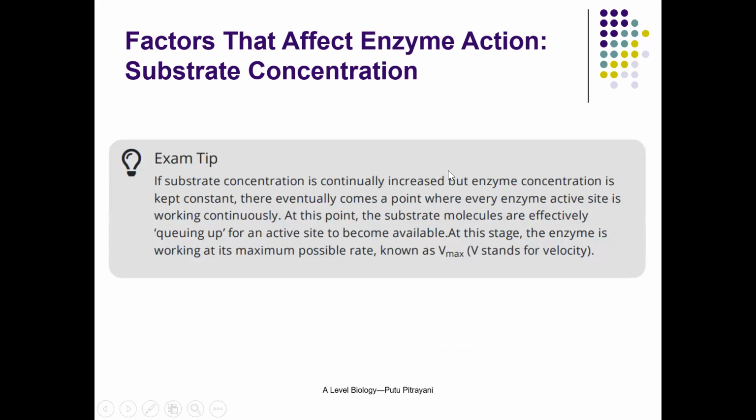So let's see the exam tip. If substrate concentration is continuously increased but the enzyme concentration is kept constant, there is a point where the active sites of the enzyme are already full with the substrate. At this point, the substrate molecules need to queue for an active site to become available to bind with the enzyme. At this stage, the enzyme is working at its maximum possible rate, which we call the Vmax.